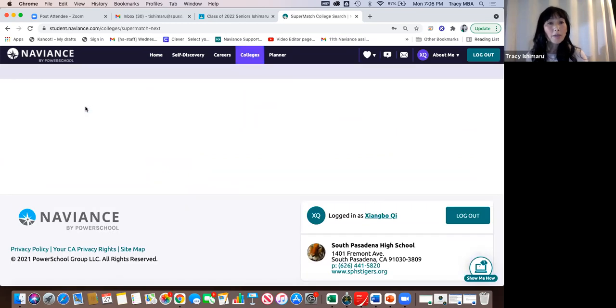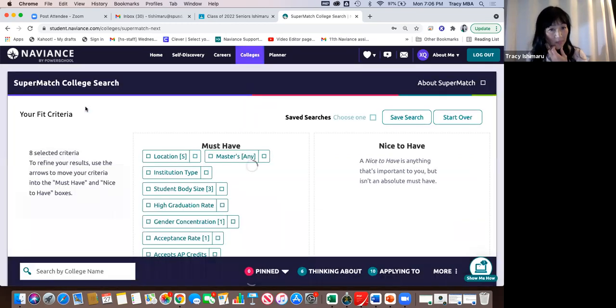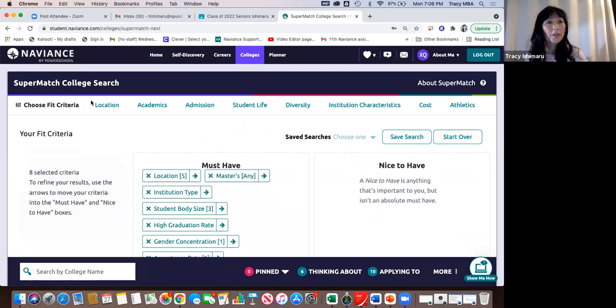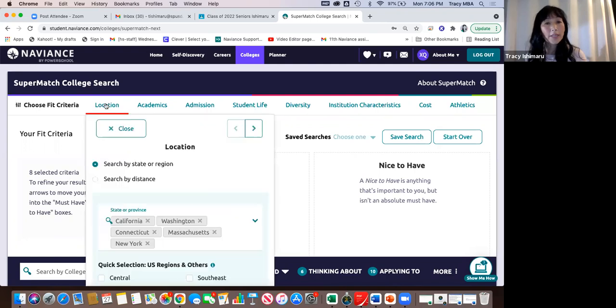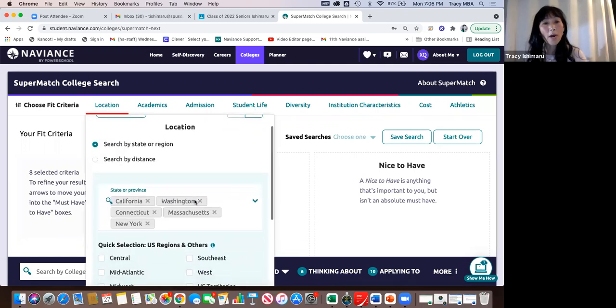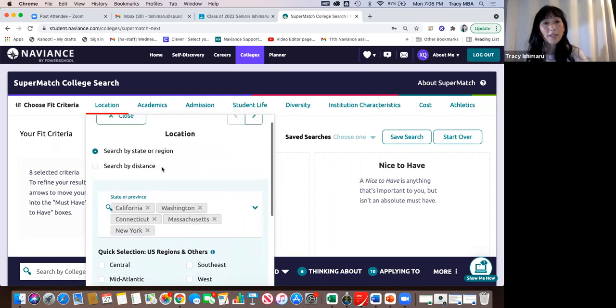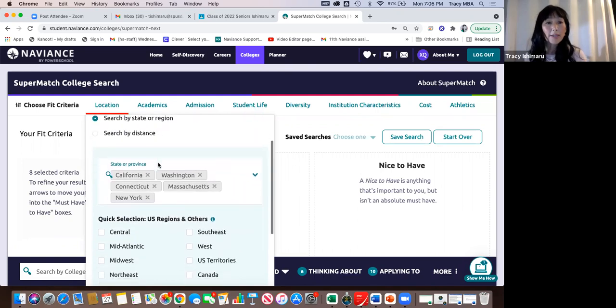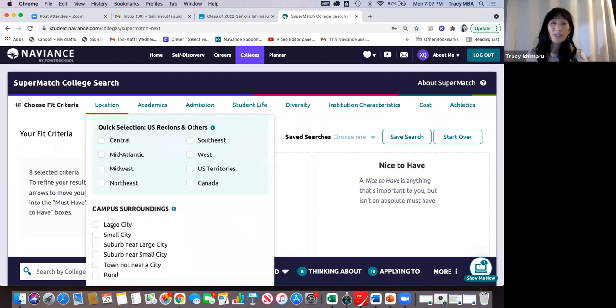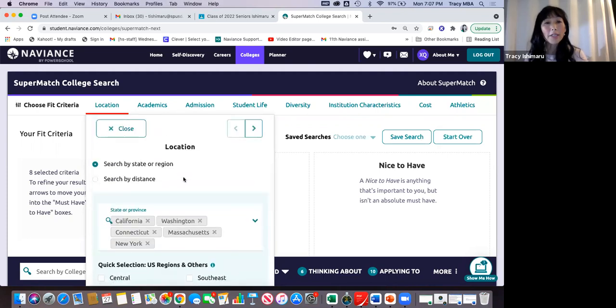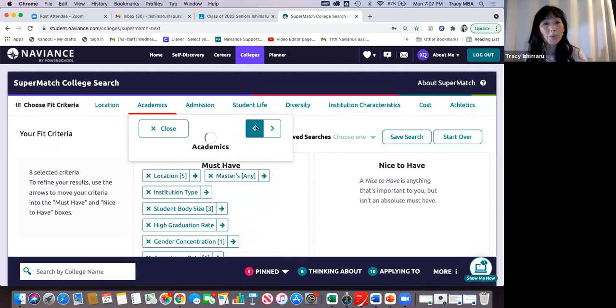When you go on, as you sit with your child, you would see the different criteria. For example, location, academics, admissions, student life, diversity, and so on. So if we go ahead and click each of them on here, you can see what a student can choose. They can choose by state or region. They can choose by areas down here, campus surrounding, whether it's a large city, a small city, rural.